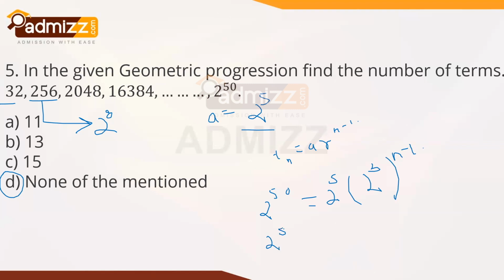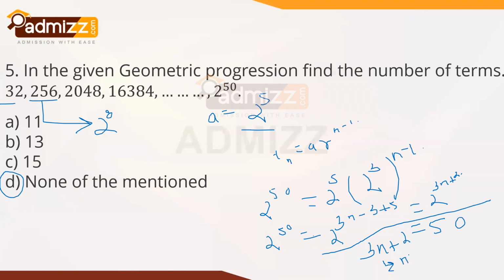So from this, 2 to the power 50 is equal to 2 to the power 3n minus 3 plus 5, right? Which is 2 to the power 3n plus 2. And so from this, we get 3n plus 2 equals 50. And solving this, we get n is equal to 16. So there are 16 terms in this, so the answer is none of the above. Is everyone clear on this?